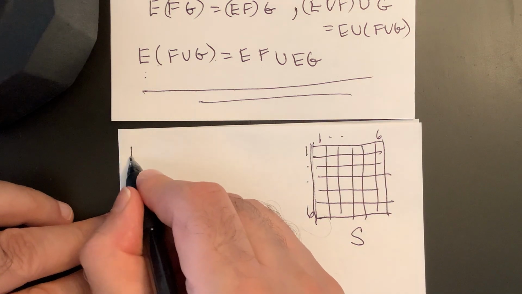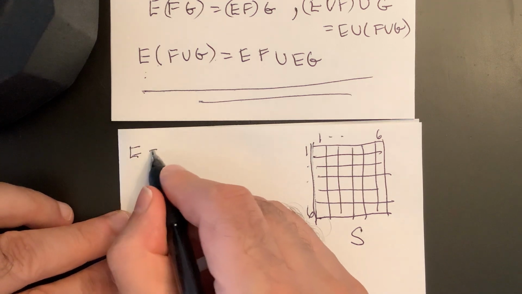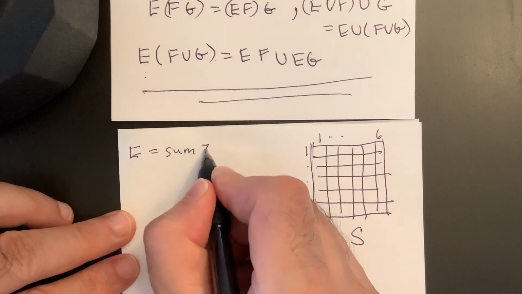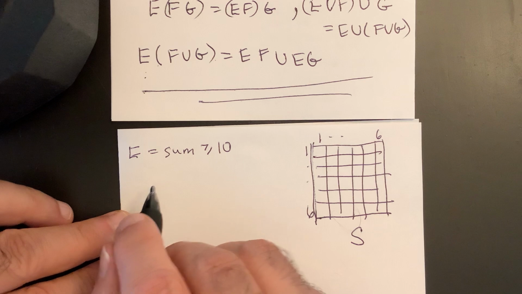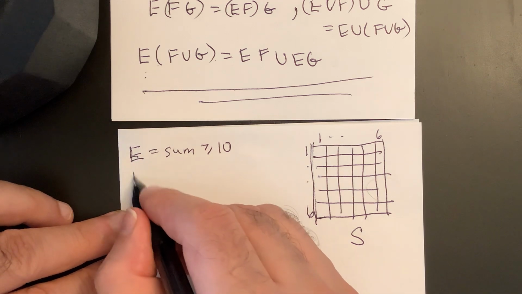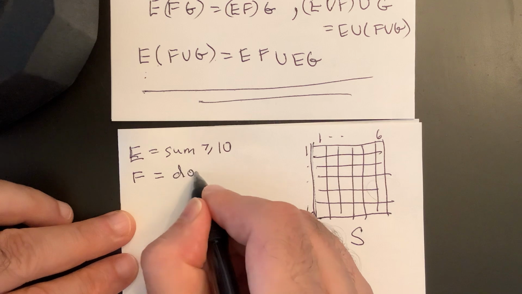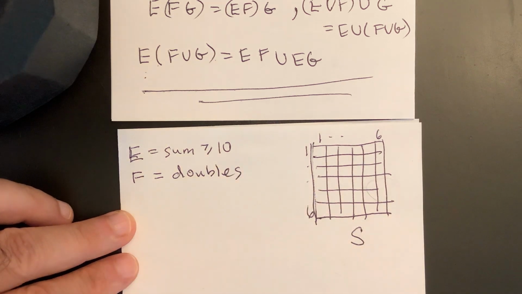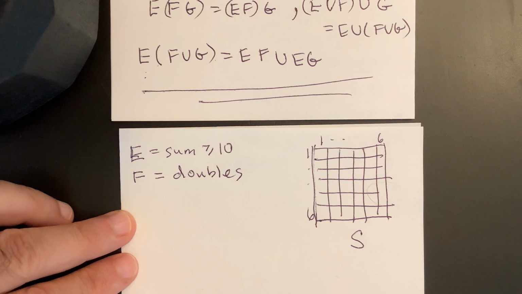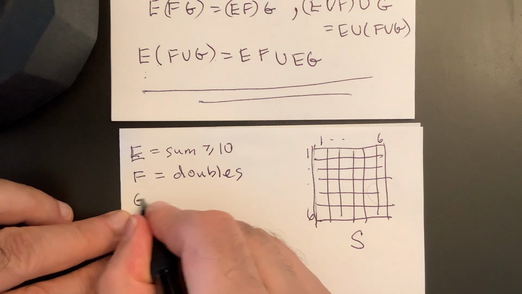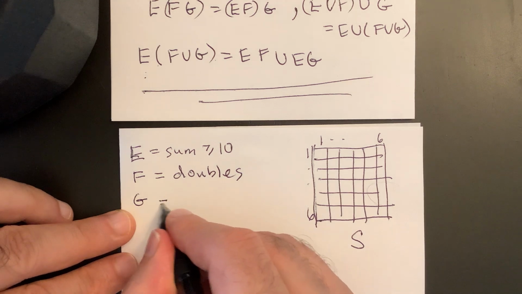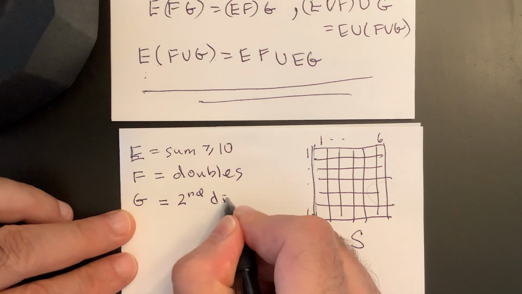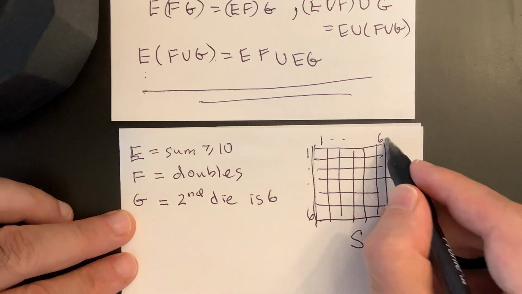Okay, so let's look at this E, F union, this one here, and just see what happens. Let E again be, what did we say? Sum greater than or equal to 10. And when you're writing in English, you don't have to write the curly brackets. You can if you like it. And F, let's say F is doubles. And what about G? G is second die is 6, say.